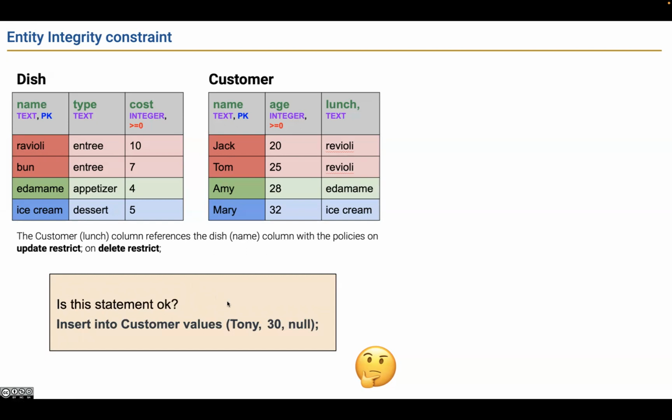with the following values: Tony, 30, and null. Is this statement okay? Yes, that's fine, because first off, there's no Tony in the primary keys. And age is just a regular column value, so that's fine. And then lunch is a foreign key for dish, but null is not a violation, so it can be null. It just can't be part of a primary key for this particular table, and it's not, so that is valid. Yeah, that's a valid statement, and your explanation is totally correct.